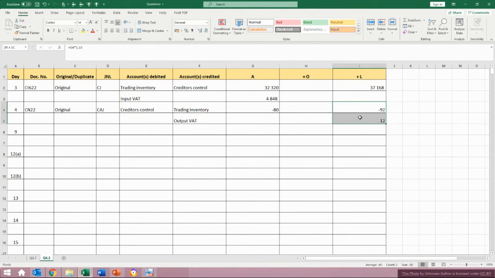And if I add these two together, the net amount is 80. So my right-hand side equals my left-hand side. Okay, so that's how you know with the VAT component that you have actually accounted for it correctly. Okay, so let's try number 9 again.